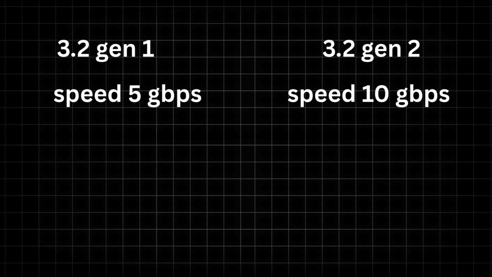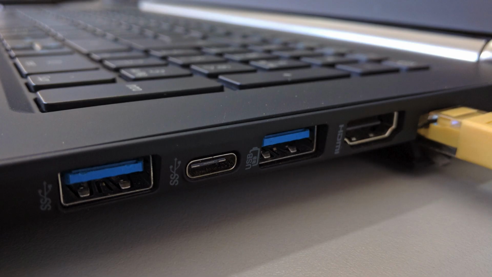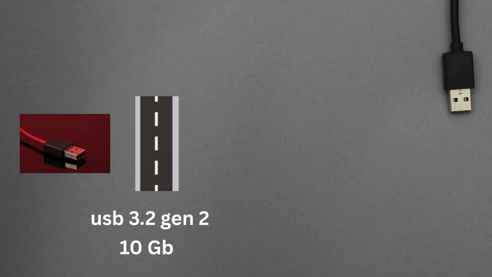Now let's move on to USB 3.2. The renaming scheme comes back again. Now USB 3.0 was rebranded as USB 3.2 Gen 1. USB 3.2 Type A port can only provide speed of 10 gigabits. It is indicated by red color.